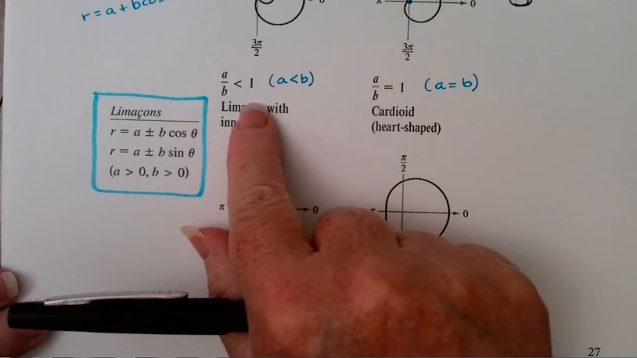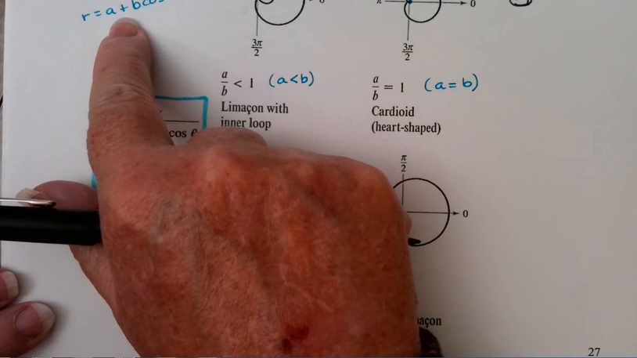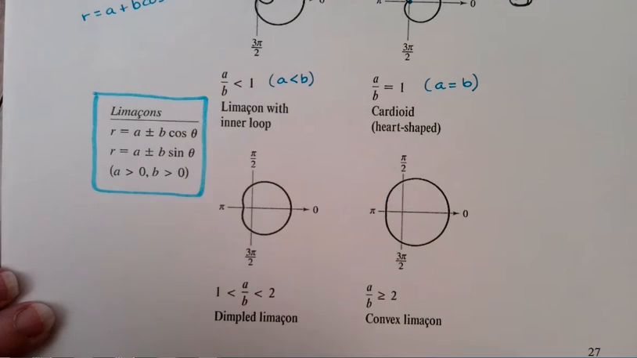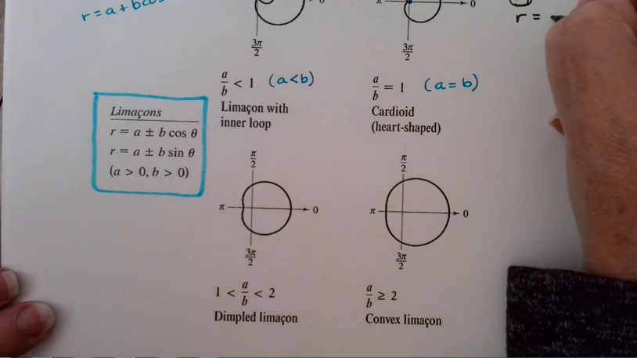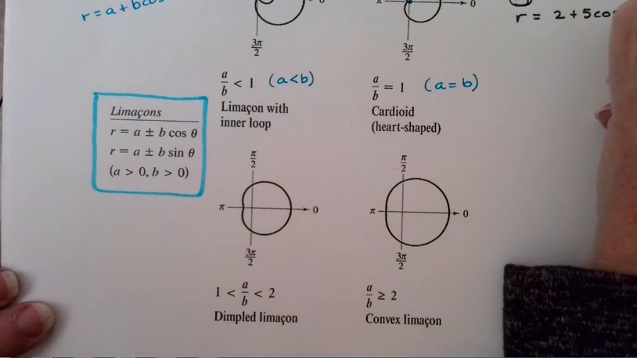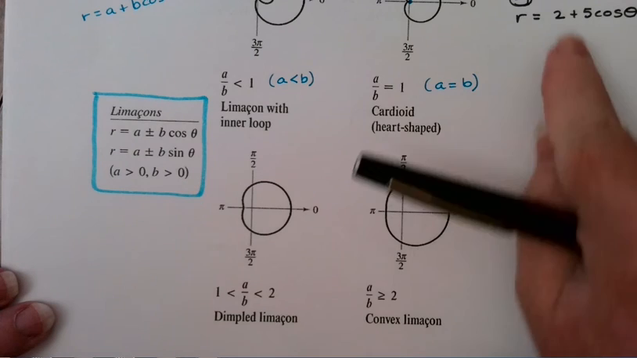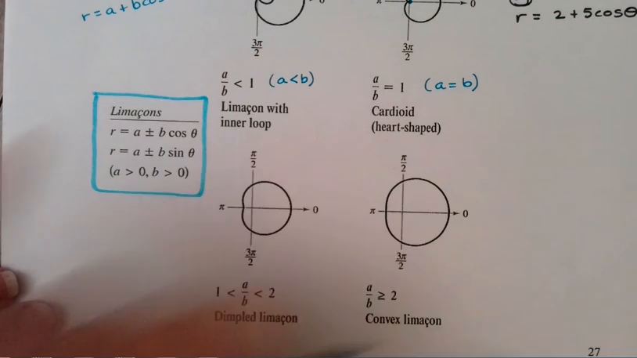Let's see, I'm going to do one like this first, with the a less than the b, and I'll do one like they did this time. I'll do the a plus b cos theta. So let's do r equals 2 plus 5 cos theta. So my a is less than my b. I should get a limaçon.